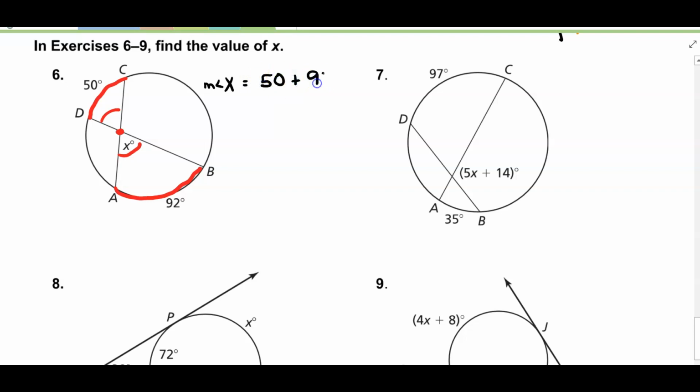So 50 plus 92 divide by 2. Remember to be careful with your calculator work. Either put the numerator in parentheses or hit enter after you do the addition. But once you do divide by 2, you should find the measure of angle x is 71 degrees.